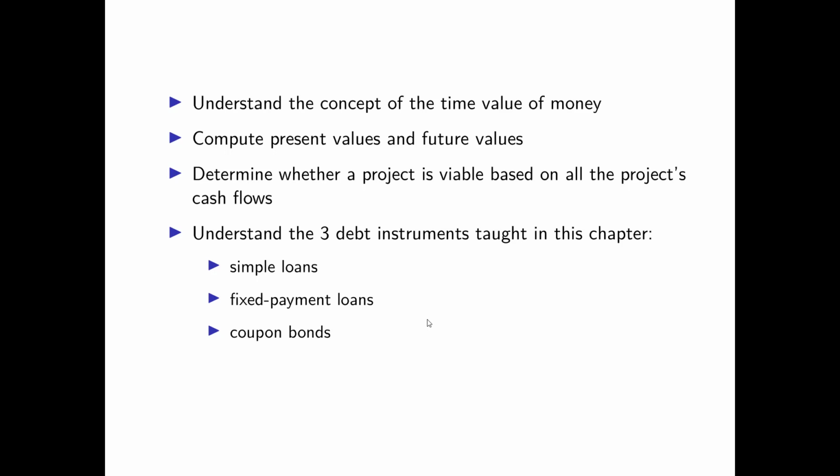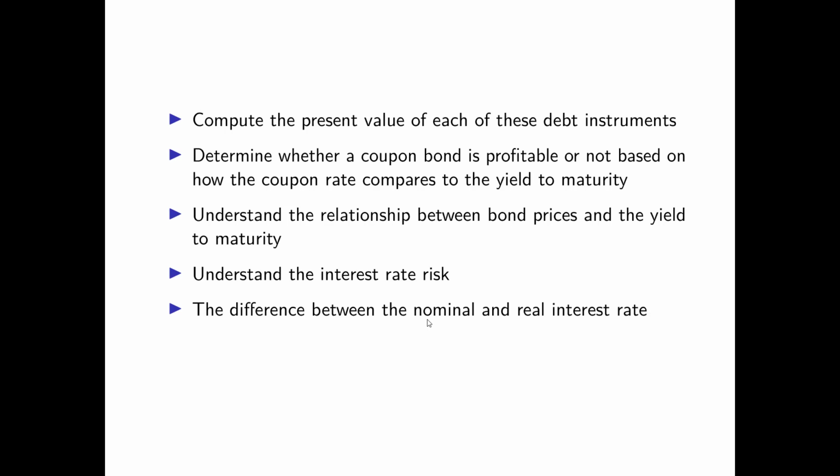Simple loans, fixed payment loans, and coupon bonds. Should be able to compute the present value, as I said, of each of these debt instruments, determine whether a coupon bond is profitable or not based on how the coupon rate compares to the yield to maturity. Should be able to understand the relationship between bond prices and the yield to maturity, understand the interest rate risk, and also understand the difference between the nominal and the real interest rate.